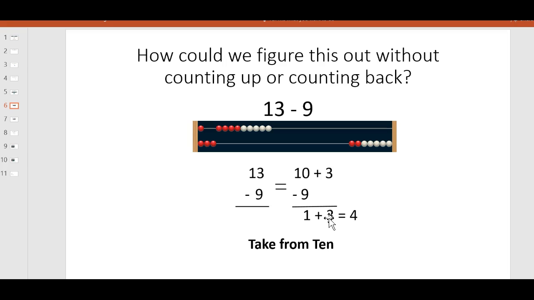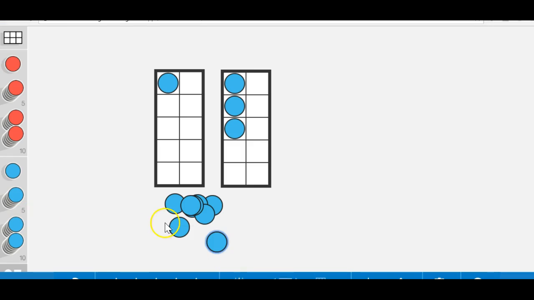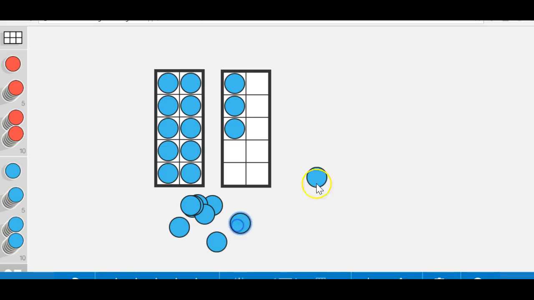Another strategy for working with 13 minus 10, or teen subtraction, is to go back to our 10 frame. Let me repopulate this. So now that I have 13 and I want to take away 9 again, this time I might, as a student, think, well, you know what, I want to take 3 from this frame first and just clear it out. And then I've got to take the rest of the 9 away from the second rack.